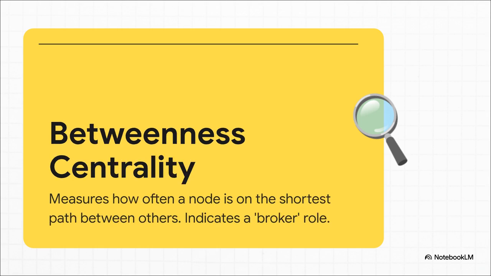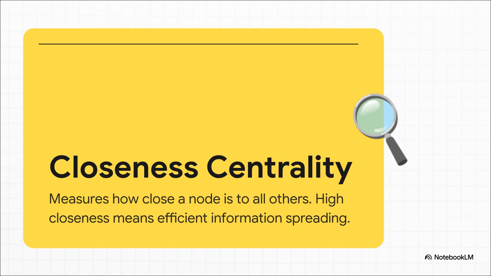Next is betweenness centrality, and this one is fascinating. It's not about how many connections you have, but about where you are in the network. It measures how often you're on the shortest path between two other people. High betweenness means you're a broker, a gatekeeper. You control the flow.